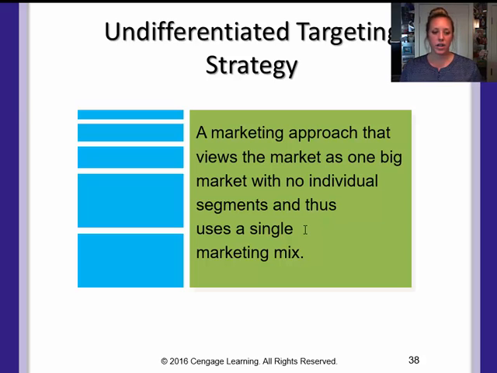Undifferentiated target strategy is essentially mass marketing. It's where the market is viewed as one big market and companies use only one marketing mix. The first firm in an industry sometimes uses an undifferentiated targeting strategy. With no competition, the firm may not need to tailor marketing mixes to the preference of the market segments.